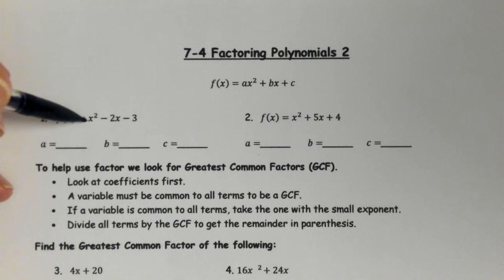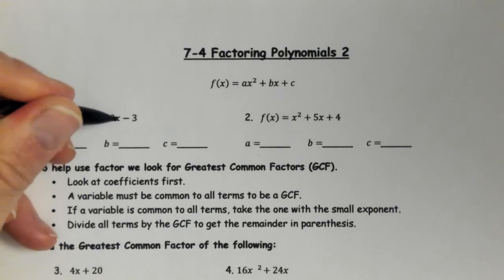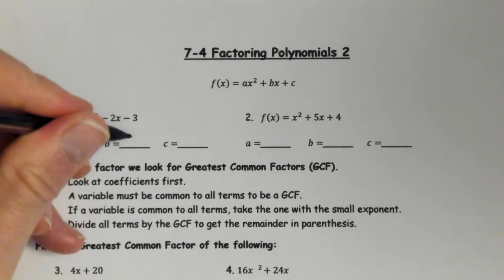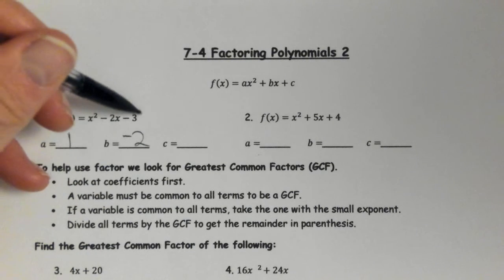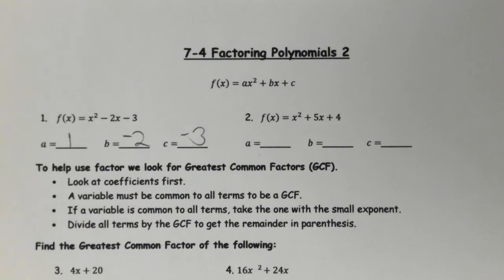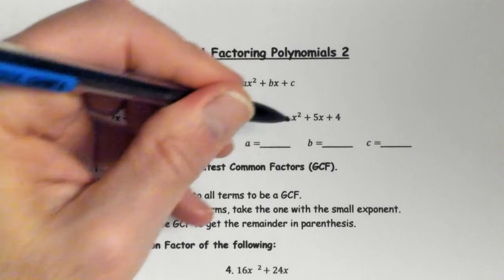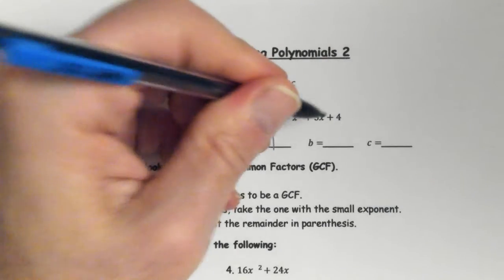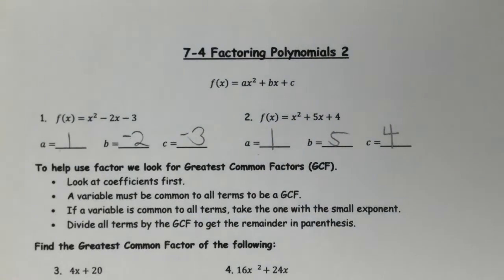Remember, the value of a is in front of my x squared. In this case, it's going to be a 1. The value of b is the coefficient of the x, which in this case is -2. And the value of c is this regular number, which happens to be -3 on this first example. And following to example 2, again, the coefficient of x squared is 1. That means the value of a is 1. The value of b here is 5, and the value of c here is 4.